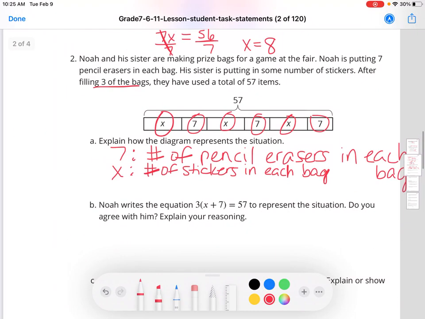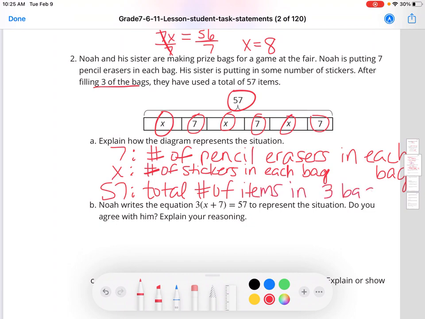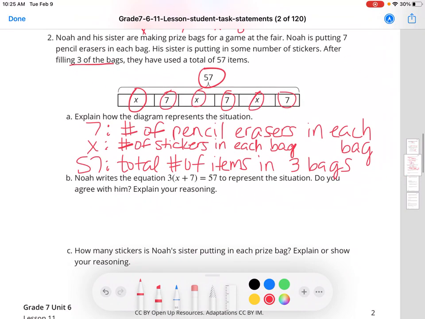And then I have my 57. So that represents the total number of items in the 3 bags. On B, it says Noah writes the equation 3 times x plus 7 is equal to 57 to represent the situation. Do you agree with him and explain your reasoning?